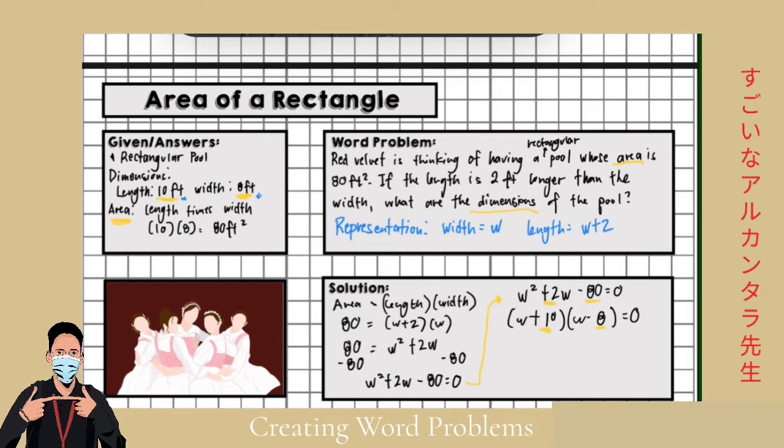Okay? From here, we can now do equating by 0. Basically, each factor will be equal to 0. W plus 10 equal to 0, W minus 8 equal to 0. Subtract 10 to both sides for your first factor. You'll get W is equal to 10. Here, add 8 to both sides.